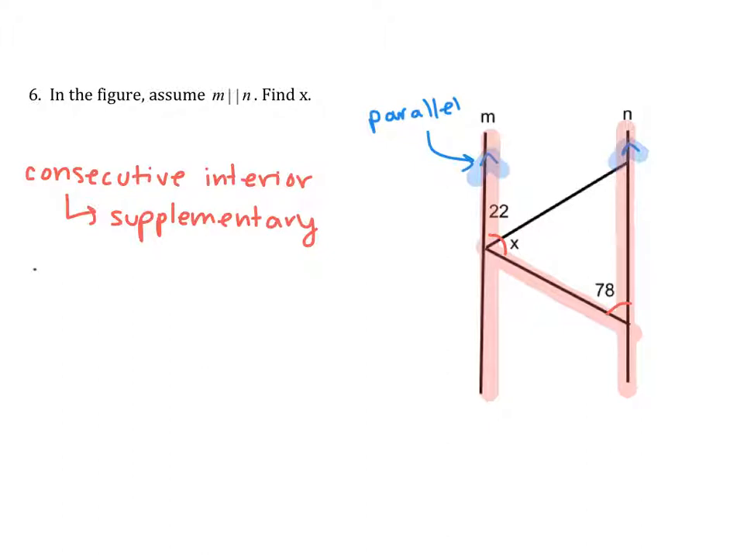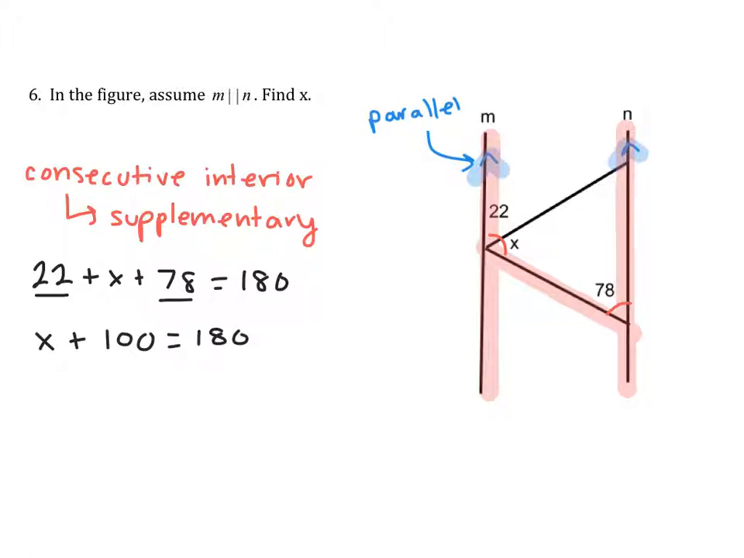So I can make a nice little equation that says 22 plus x plus 78 equals 180. Now we just need to solve, so we get x plus 100 equals 180. So x will equal 80 degrees because it's an angle.